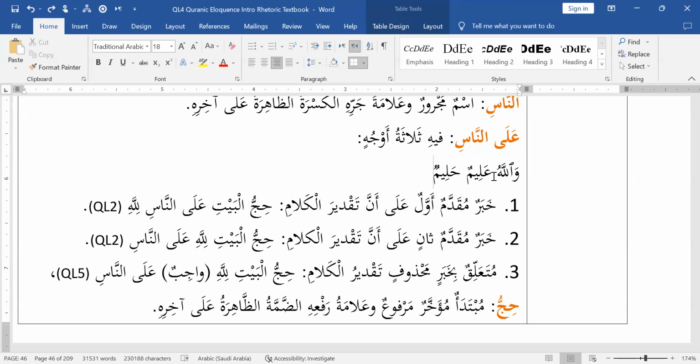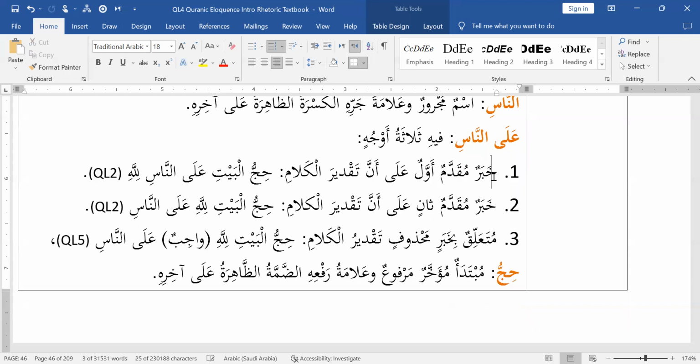Okay, so that's one thing. Second thing is khabar muqaddam. What is meant by muqaddam? Muqaddam means brought forward. Usually the khabar is not before mubtada. Usually the khabar is after the mubtada. So muqaddam means a khabar that has been brought forward. And there is a balagha angle to that, and we'll talk about the balagha angle of why the khabar has been brought forward.